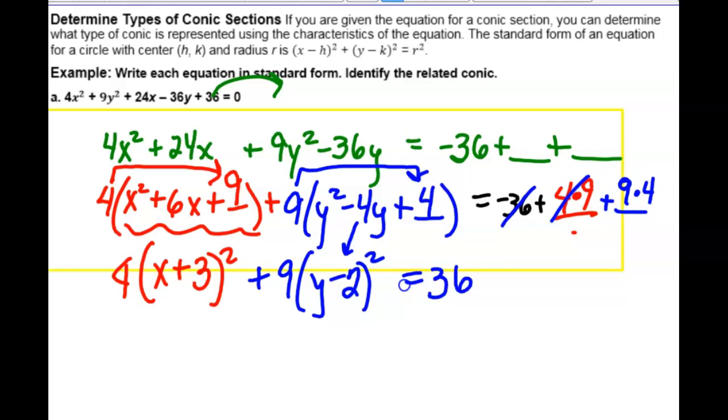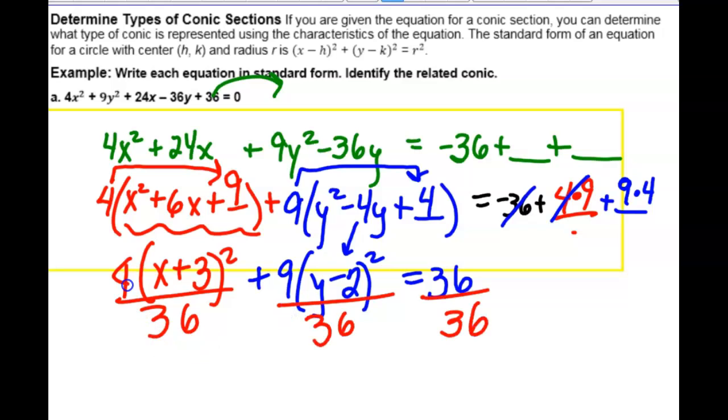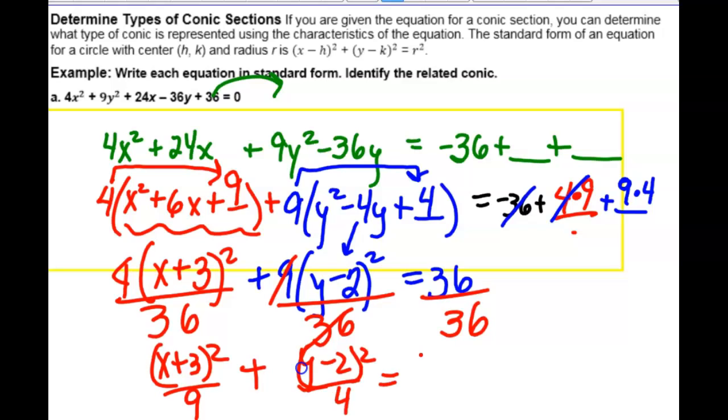Now, if this is an ellipse, what do we have to make it equal to? 1. So what do we have to do? Divide everything by 36. Look what happens. 4 goes into 36. So we end up with x plus 3 squared over 9. 9 goes into 36 4 times. Equals 1.